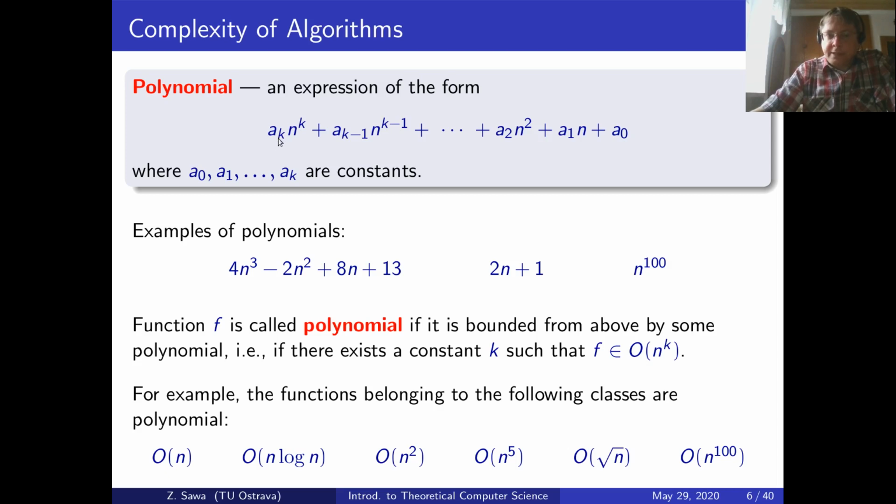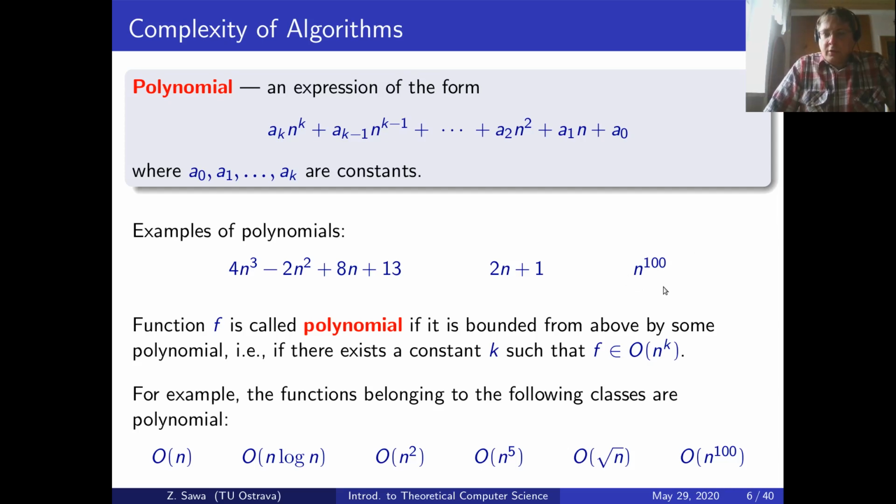that could be expressed in the form of some constant times n to k, plus some other constant times n to k minus 1, plus another constant times n to k minus 2, and so on. A typical example of a polynomial is something like this: a constant times n to some constant, minus 2 times n to 2, plus 8 times n to 1, plus 13. So this is one example of a polynomial function. This is another example, and n to 100 is another example of a polynomial.